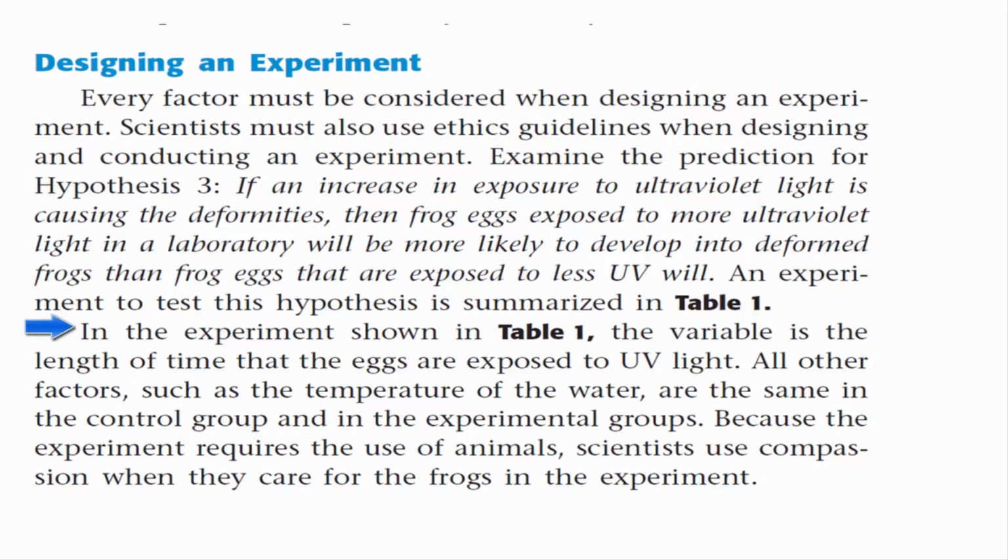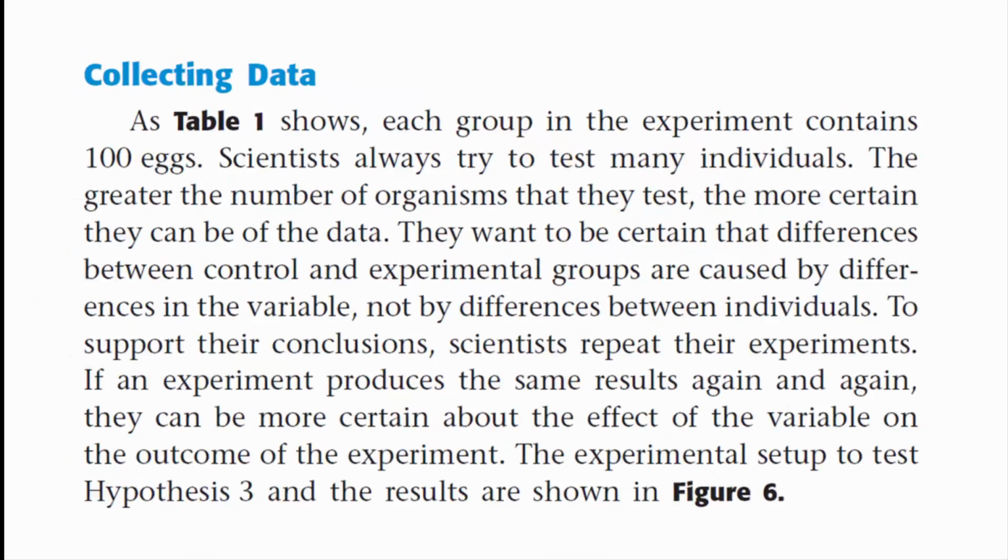In the experiment shown in Table 1, the variable is the length of time that the eggs are exposed to UV light. All other factors, such as the temperature of the water, are the same in the control group and in the experimental groups. Because the experiment requires the use of animals, scientists use compassion when they care for the frogs in the experiment. Collecting data.